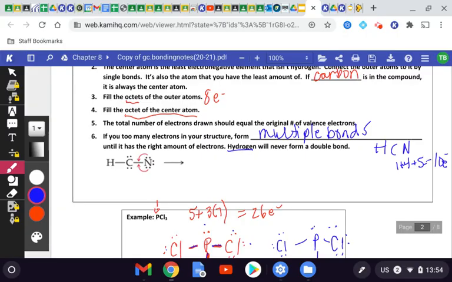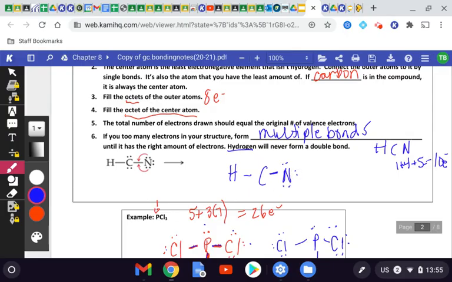Carbon is in this structure, so as we said before, it would be our center atom. So then we would follow the rules. Draw the outer atoms to it with single bonds. Then it says give our outer atoms an octet. So on nitrogen here, I have 2, 4, 6, 8.